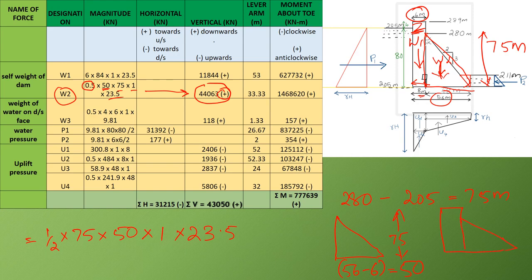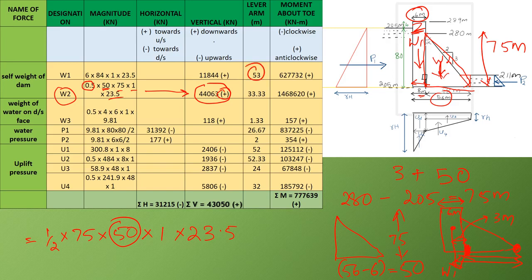Okay, this is a rectangular portion, so it acts through this line, that is W1, and that is the midpoint of this 6 meter width. So 6 meter, so this is 3 meter, so this is the top of the dam. So lever arm is this distance, therefore that is 3 plus the base width of this triangle, from here to here, which we have already found as 50, that is 3 plus 50. So lever arm of W1 is obtained as 53.